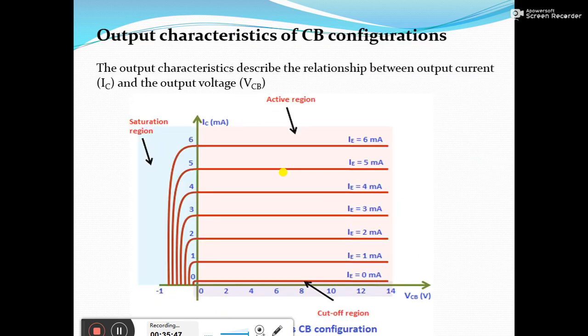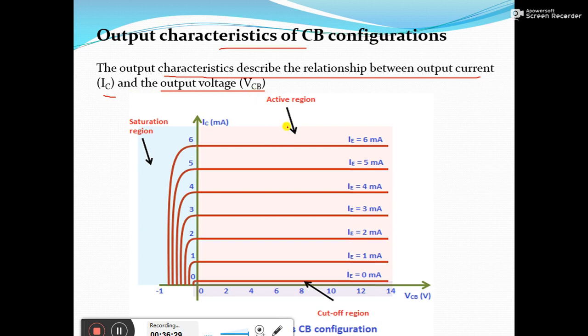Next, in case of output characteristics, the output characteristics are divided into three regions. The very first one is the saturation region, then the active region and the cutoff region. Output characteristics describe the relationship between output current, which in CB is nothing but IC, and output voltage, that is VCB, for constant IE. For different constant IE values, we plot the IC current versus VCB voltage.